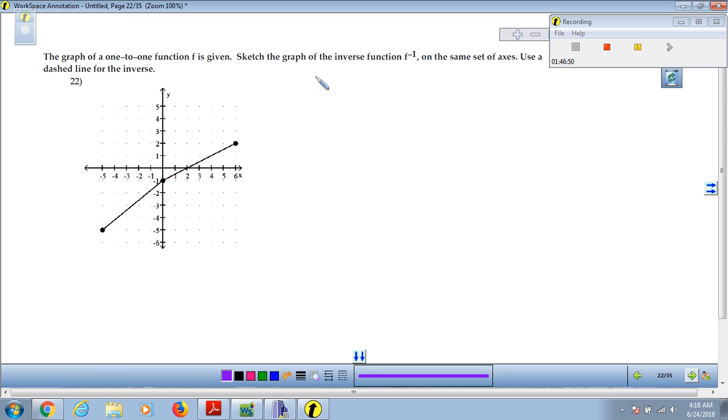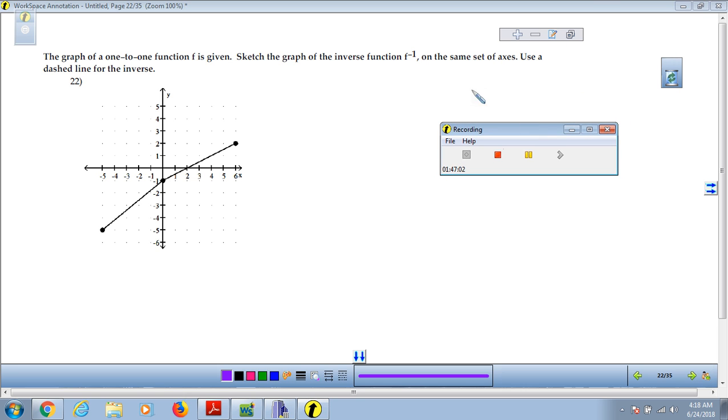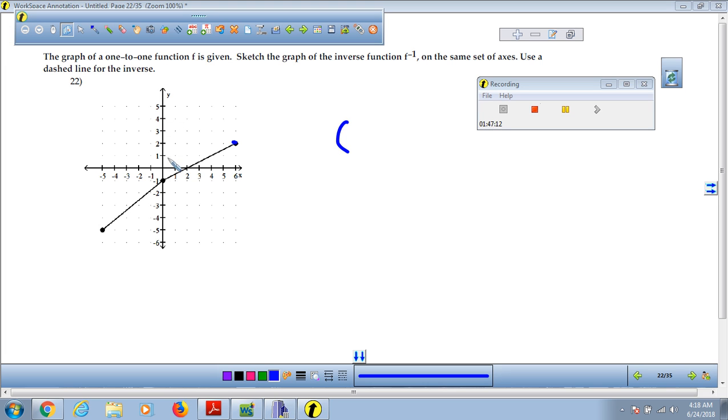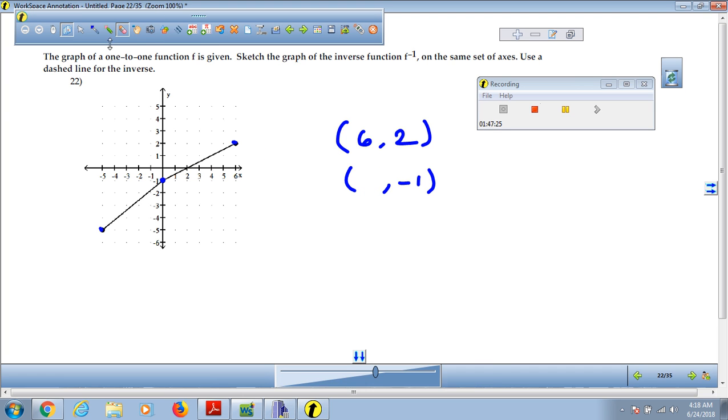The graph of a one-to-one function f is given. Sketch the graph of the inverse function on the same set of axes. Use a dash line. Okay, so simple. Get these 3 points, the coordinates of those 3 points that are right here. So this is 6, comma 2. This other one is -1, -1. No, 0, -1. And this one is -5, -5.